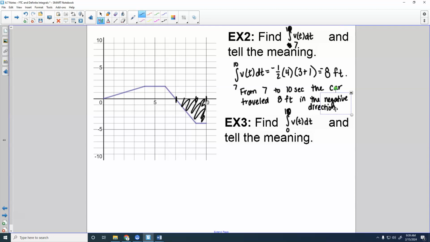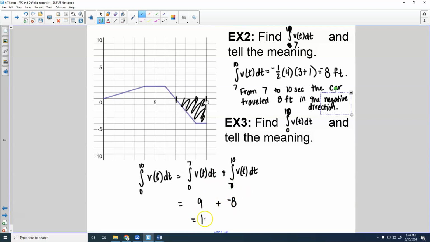Okay, now let's talk about the integral from 0 to 10 of v of t dt. So that's this entire interval that we see here, right? That would be our integral from 0 to 7 of v of t dt plus our integral from 7 to 10 of v of t dt. And we already found both of those. We got a positive 9 for that first interval. We got a negative 8 for the second interval. We got 1 foot.